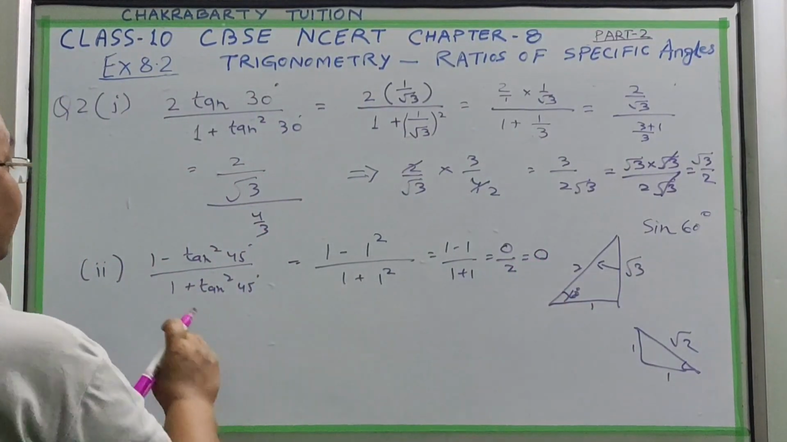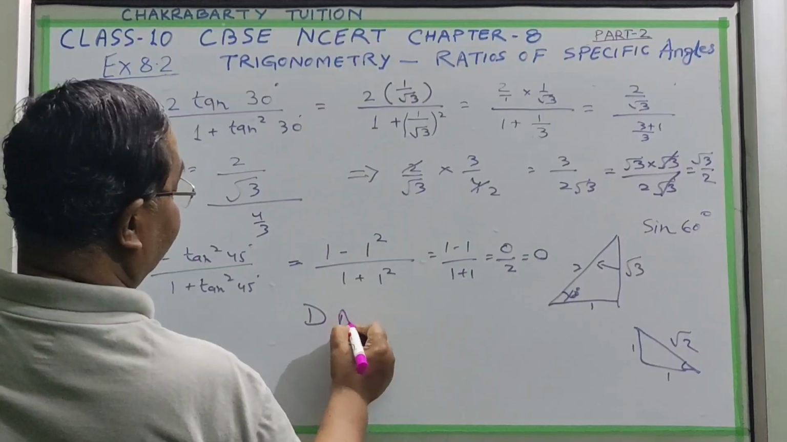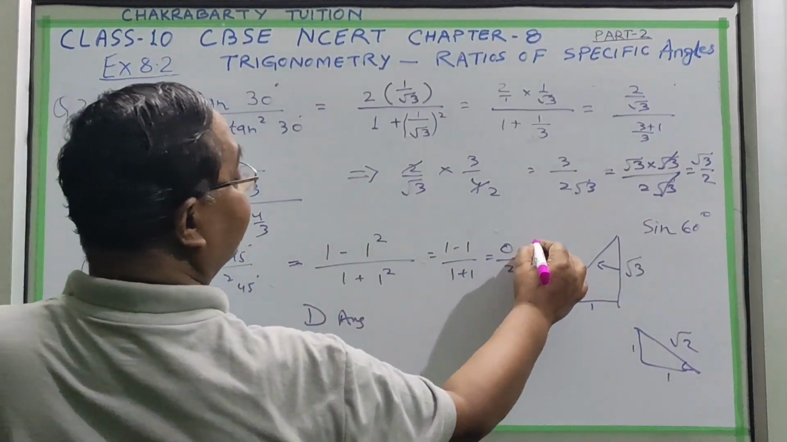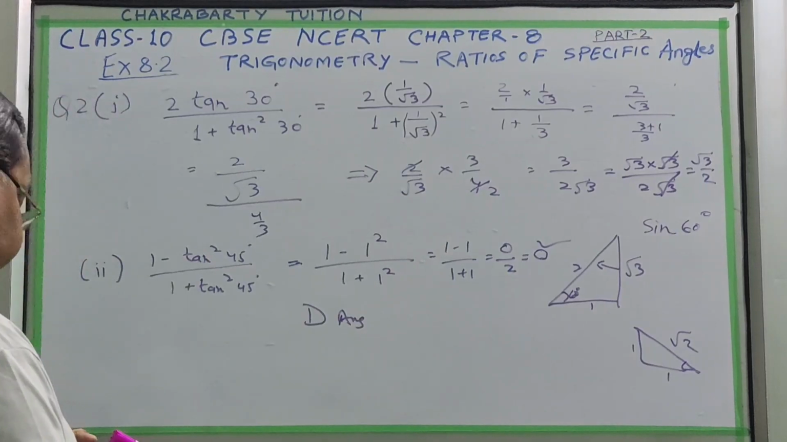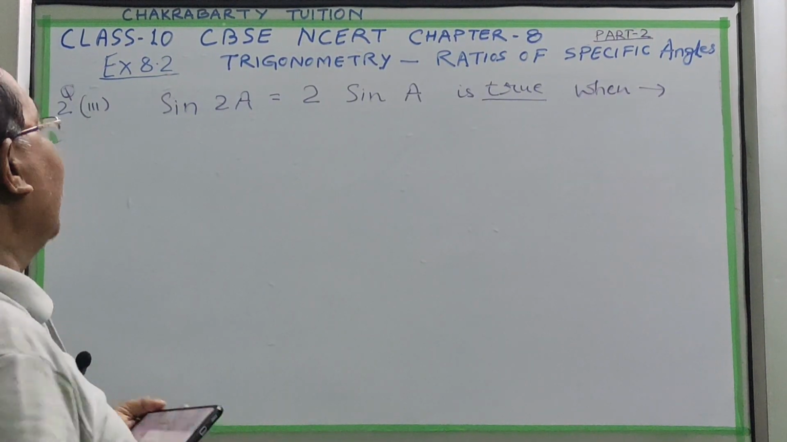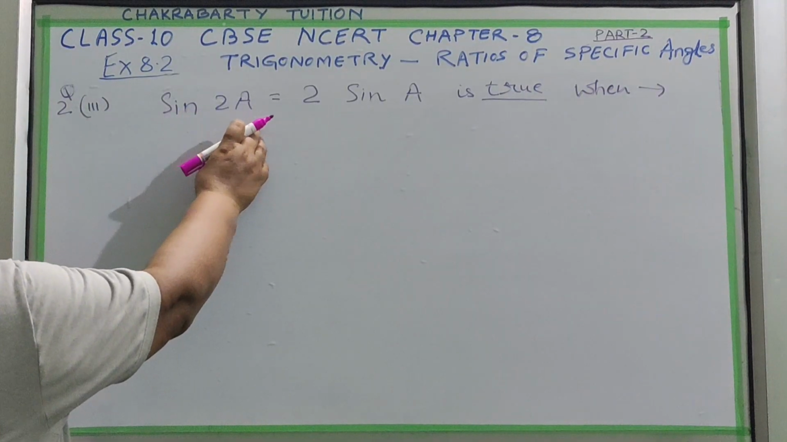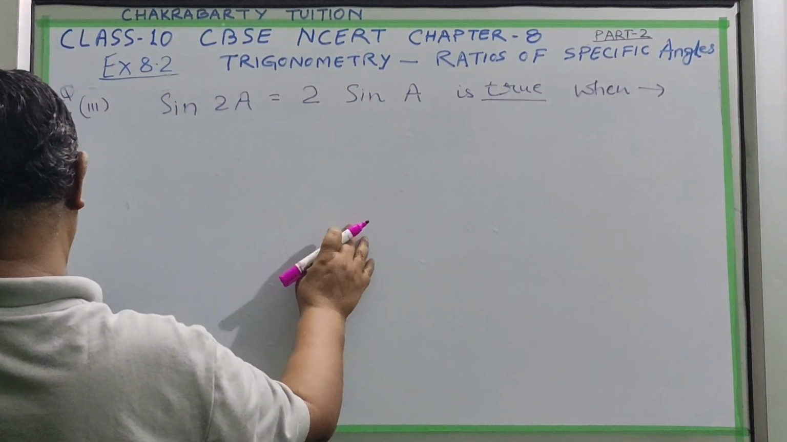So what option? In the options, D is matching. So option D will be your answer, because D is equal to 0. So this will be your answer. Okay. Now we will rub this and go to question number 3. Our third question is: sine 2A equal to, this one is true when, and options are being given.